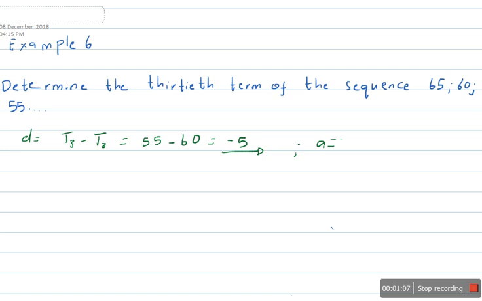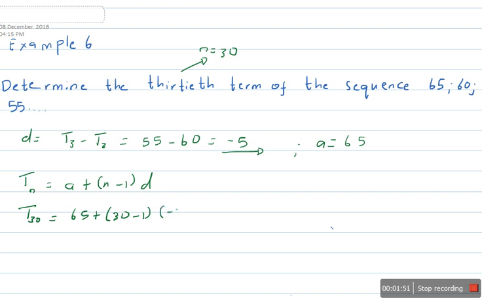Now we can see the value of a is 65, and n, since we were told the 30th term, is equal to 30. What we want is T30. Because it's an equation, I'm going to remove this 30 and use n instead. So Tn is equal to a plus n minus 1 times d. T30 is equal to a, which is still 65, plus n, which is 30, minus 1 times the difference, which is minus 5.